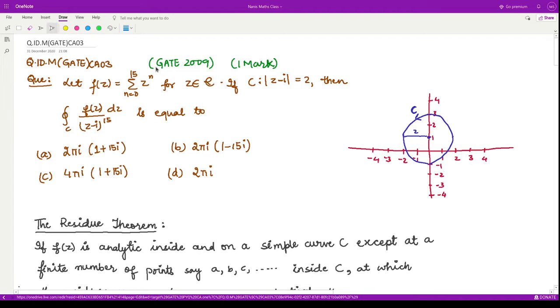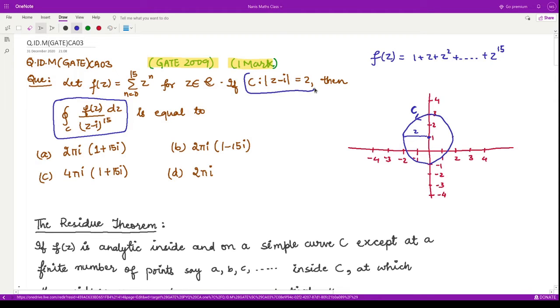In this video we shall see a question from GATE 2009 consisting of 1 mark. The question says if f of z is given to be a function of this kind, that means we have f of z as 1 plus z square plus up to z raised to power 15. This is the given function f of z, and they are asking what is the integration of this whole function over this closed curve C, where this curve C is defined using this relation.